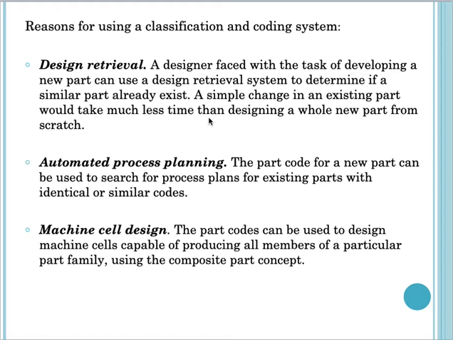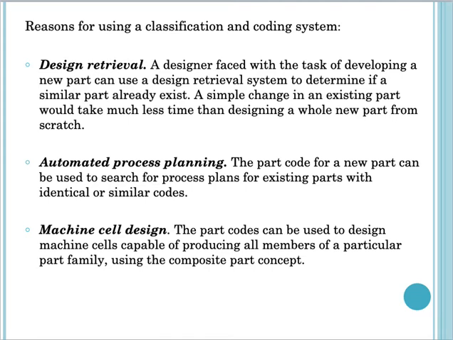And in automated process planning, the part code for a new part can be used to search for process plans for existing parts which have identical or similar codes. And in machine cell design, the part code can be used to design machine cells capable of producing all members of a particular part family using the composite part concept.